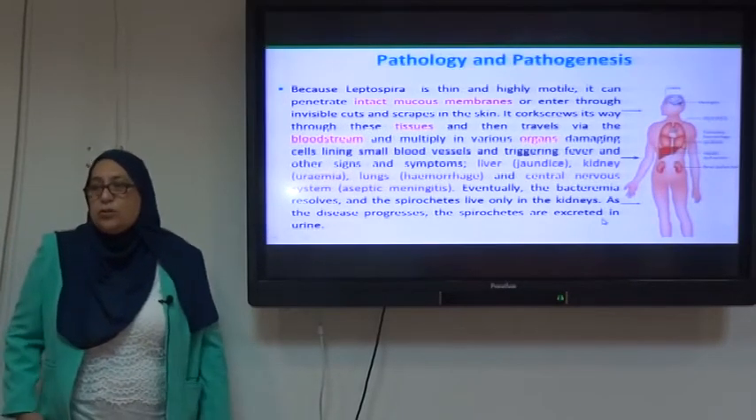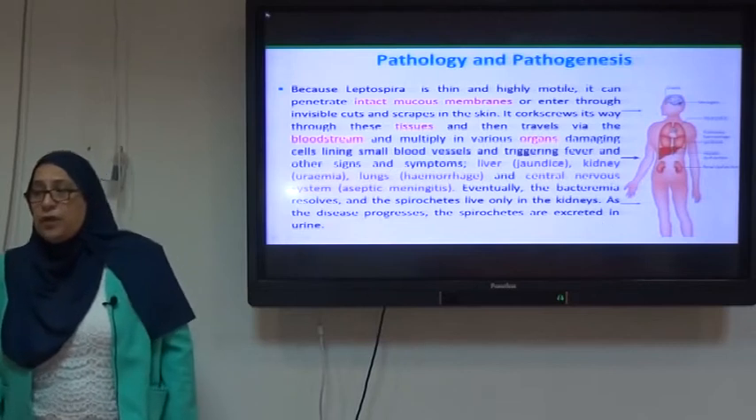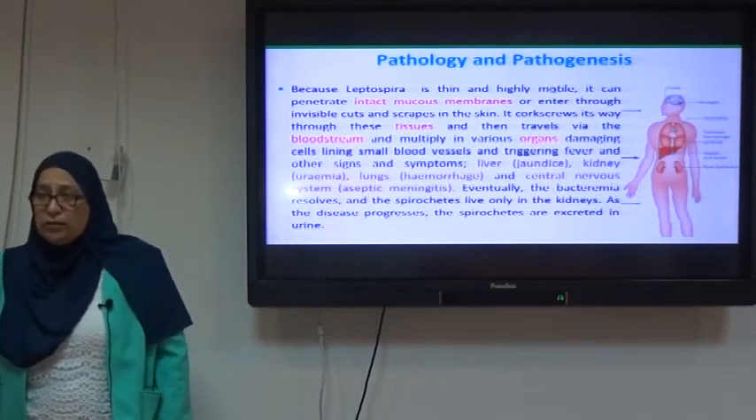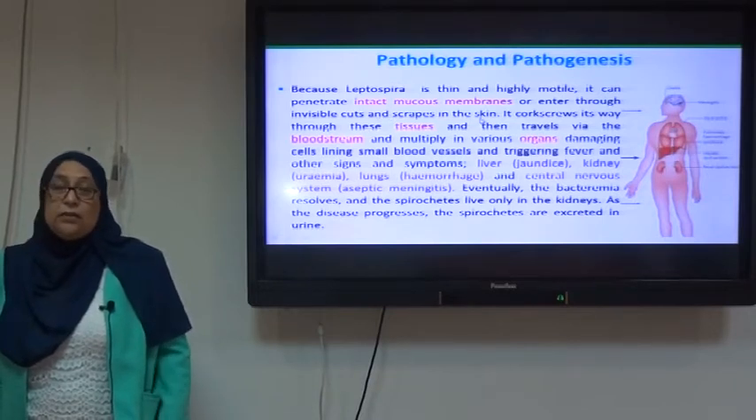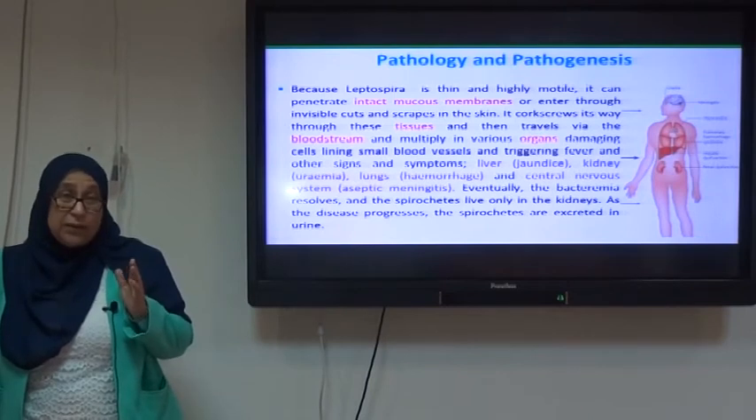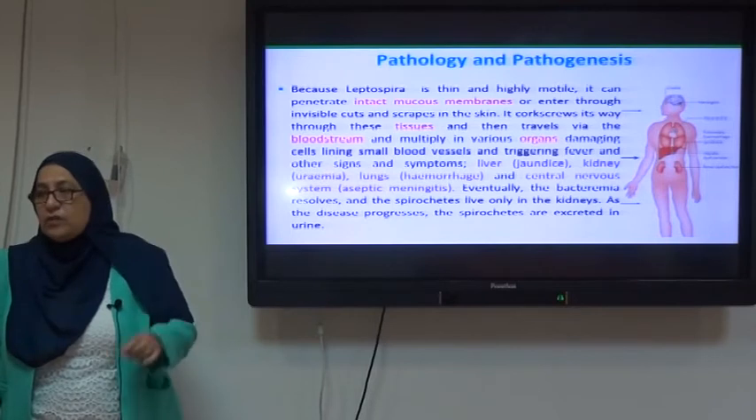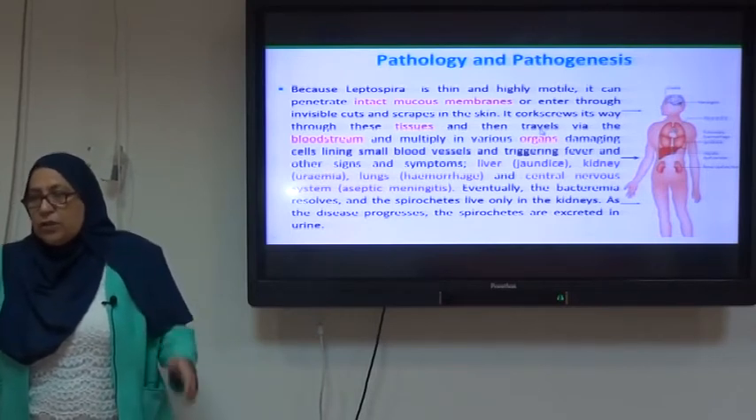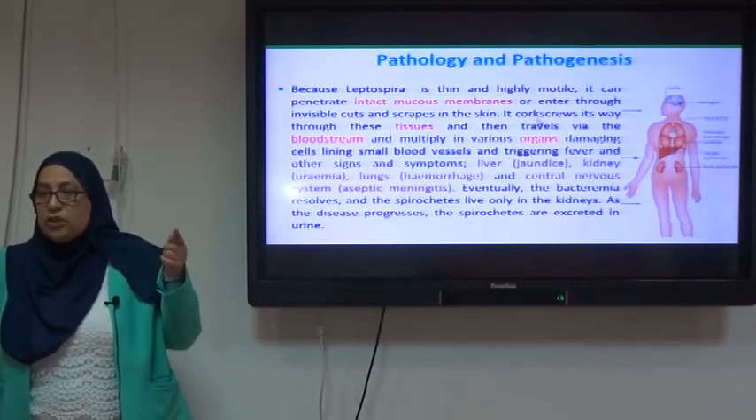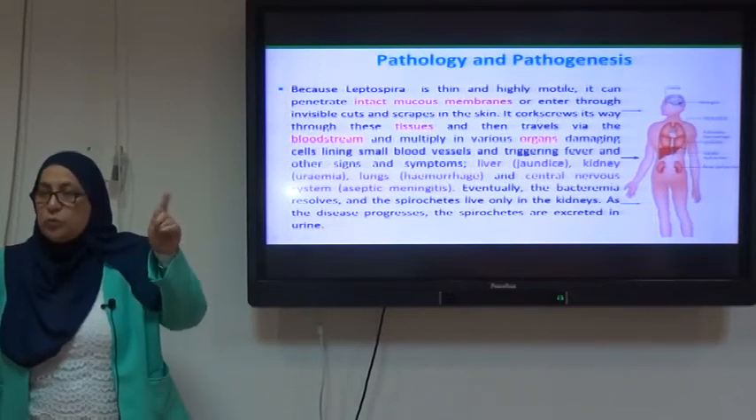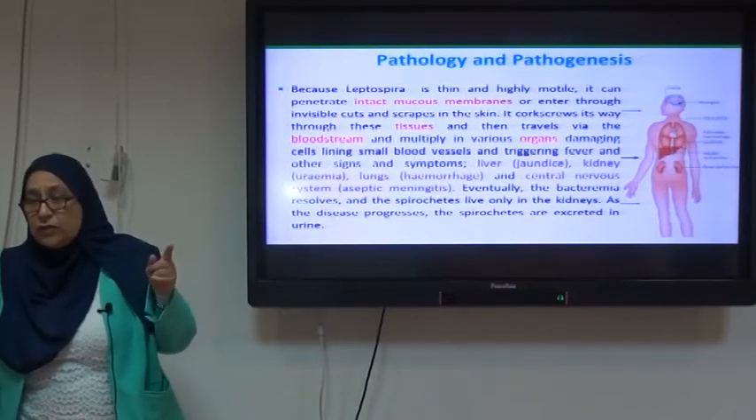Pathogenesis and pathology of this organism. Leptospira is thin and motile. It can penetrate intact mucous membrane and enter through invisible cuts and scrapes in the skin. يعني it can enter through the intact mucous membrane but cannot penetrate healthy skin. There must be fine cracks or cuts in the skin through which the organism enters, and it reaches the tissue by the corkscrew movement, the motility of this organism.